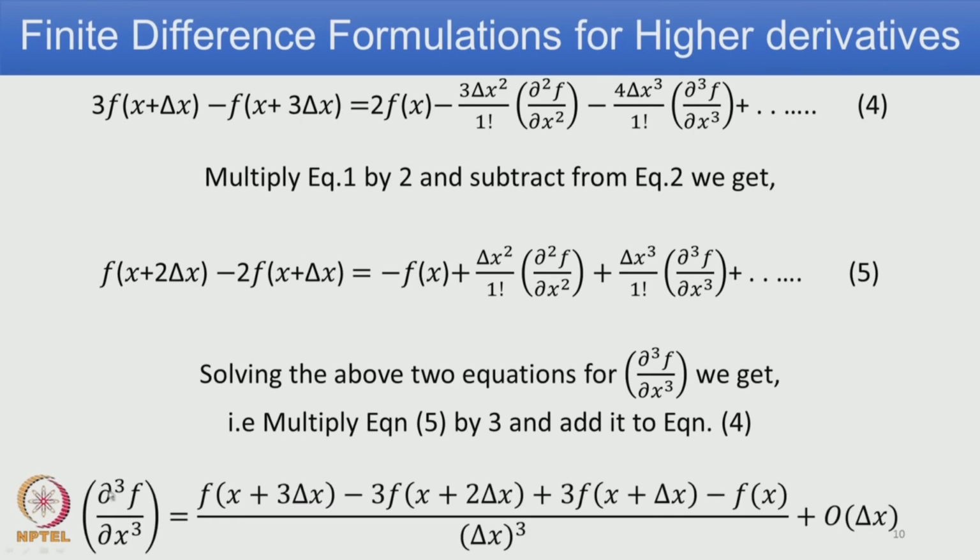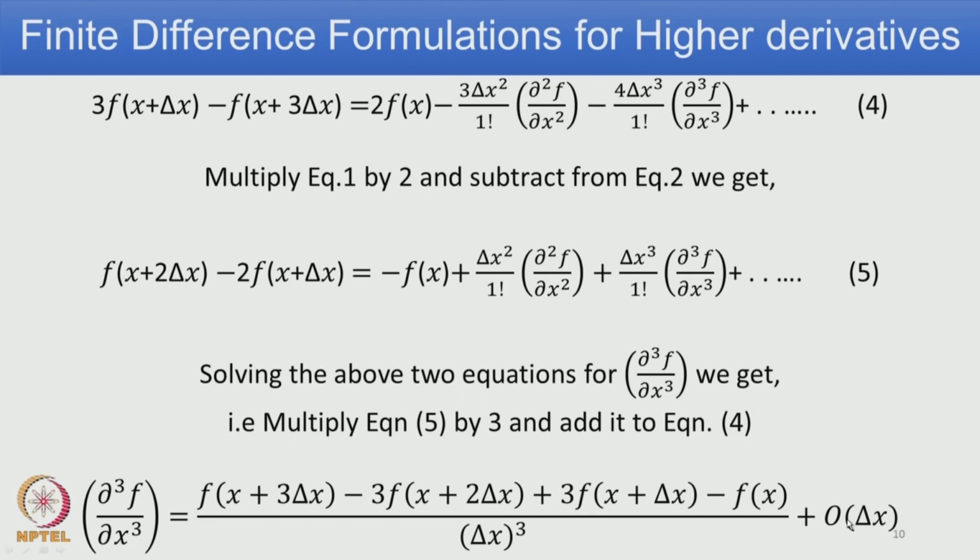So, you get dou cube f by dou x cube as f of x plus 3 delta x minus 3 times f of x plus 2 delta x plus 3 times f of x plus delta x, divided by delta x cube, and this is of order delta x.